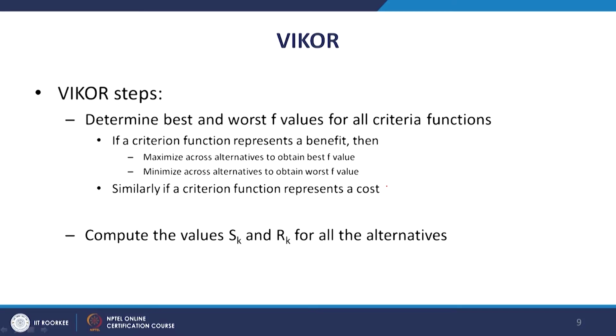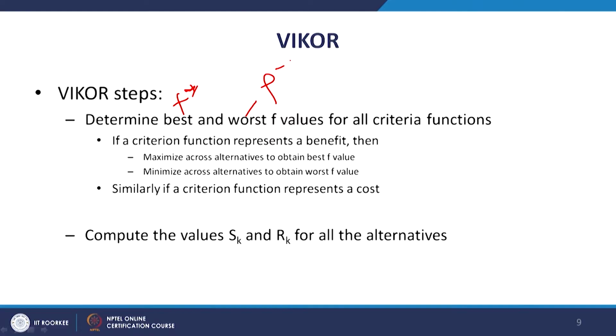So, the best and worst F values: best indicating the F star and worst indicating the F minus values. If we compute these two values for all criteria, only then can we move ahead, because the Sk values and Rk values are actually with respect to alternatives. So, the first step is that we need to compute these values.